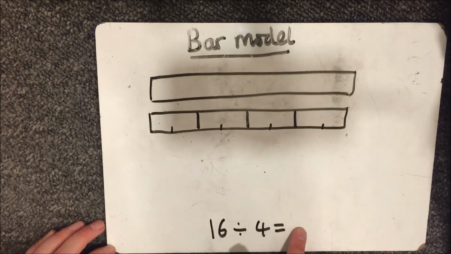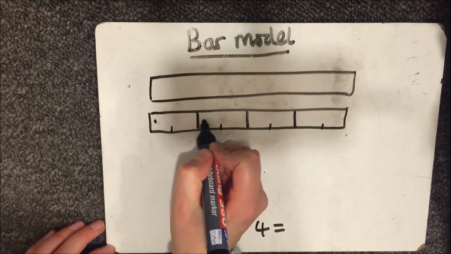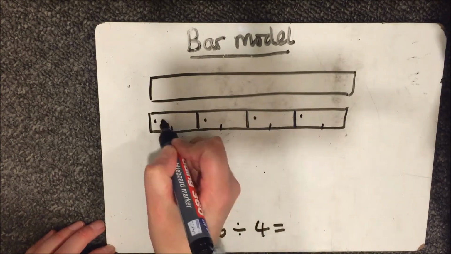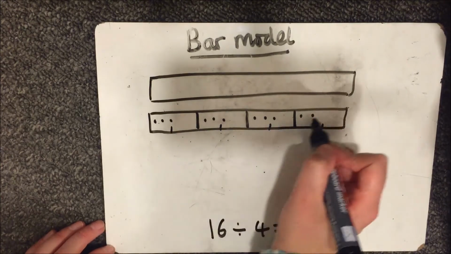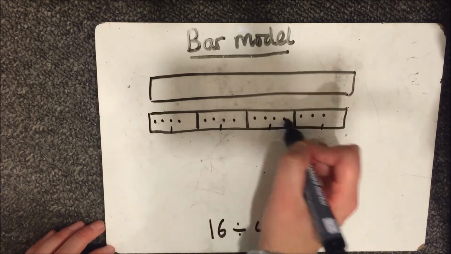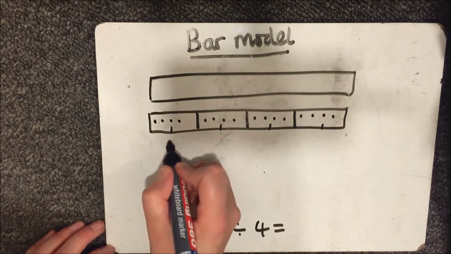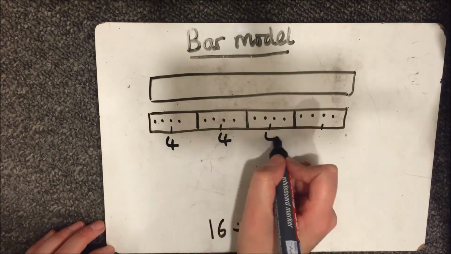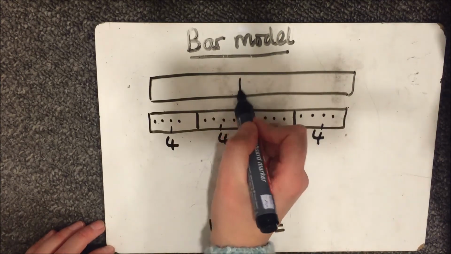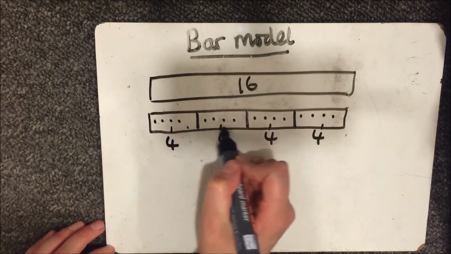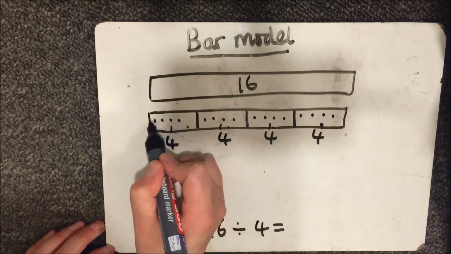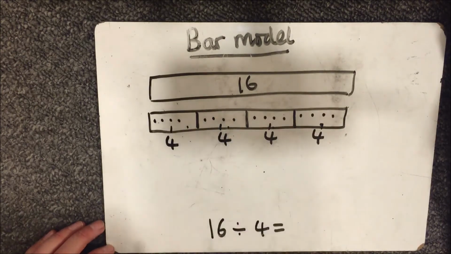So I need to find my answer. I need to share these out. Do you remember I did 1, 2, 3, 4, 5, 6, 7, 8, 9, 10, 11, 12, 13, 14, 15, 16. So each part or each person will get 4. And my whole is, I know, is 16. 16 divided by 4 is the same as 4. It's weird that it's the groups of 4 and the answer's 4. Sometimes that happens.